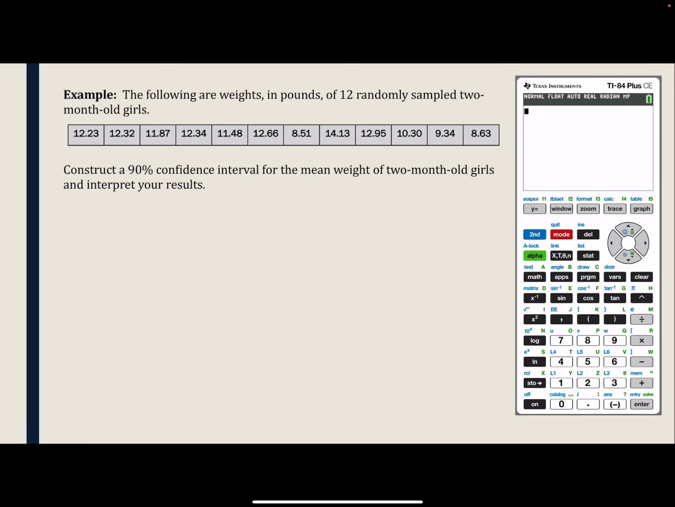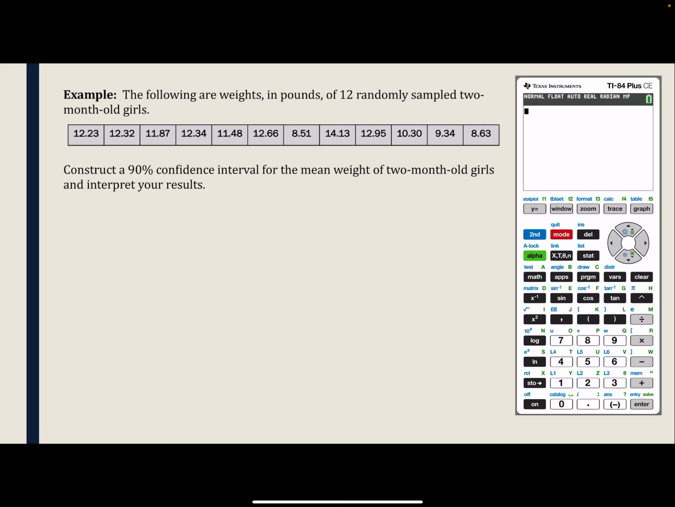So the other thing that we can do with this command is that we can run a confidence interval when we just have the data. So in this case, it says the following are weights in pounds of 12 randomly sampled 2-month-old girls. Construct a 90% confidence interval for the mean weight of 2-month-old girls and interpret the results.